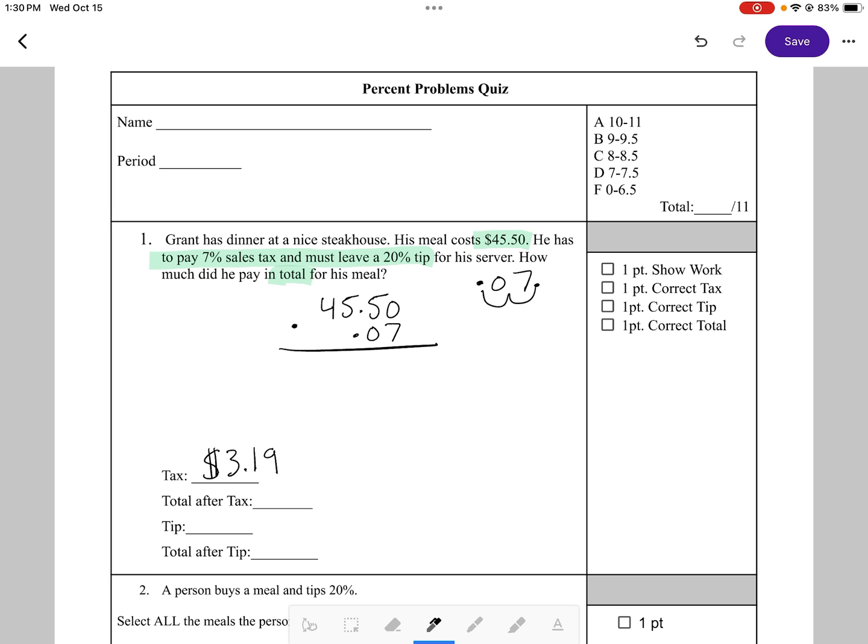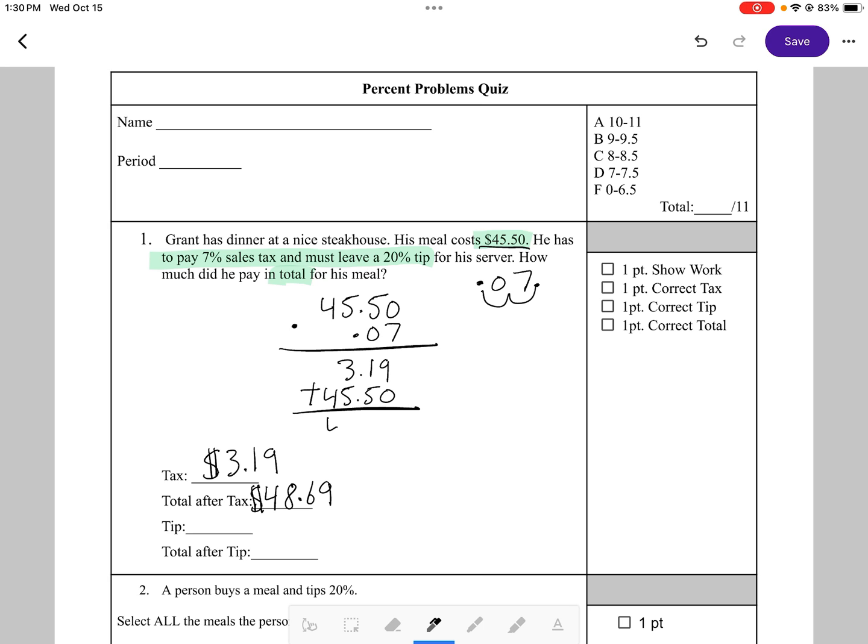Then I'm going to take that tax and I'm going to add it to my meal. So I'm taking this 3.19 and I'm adding it to 45.50. So 3.19 plus 45.50, and that gives me a total of $48.69.